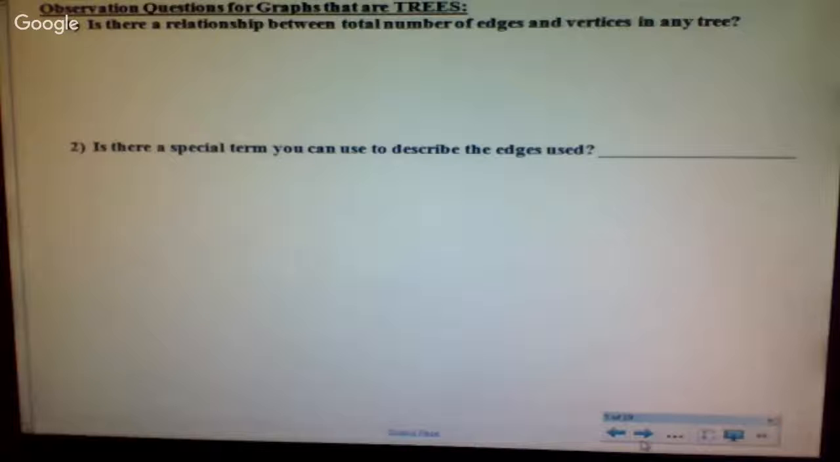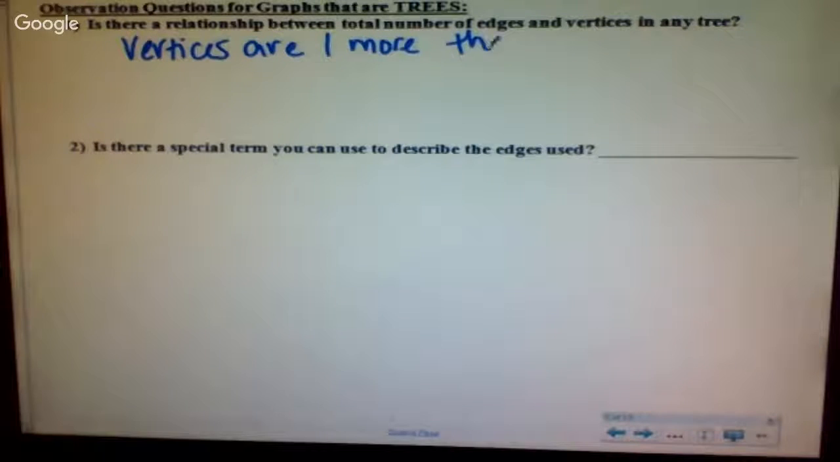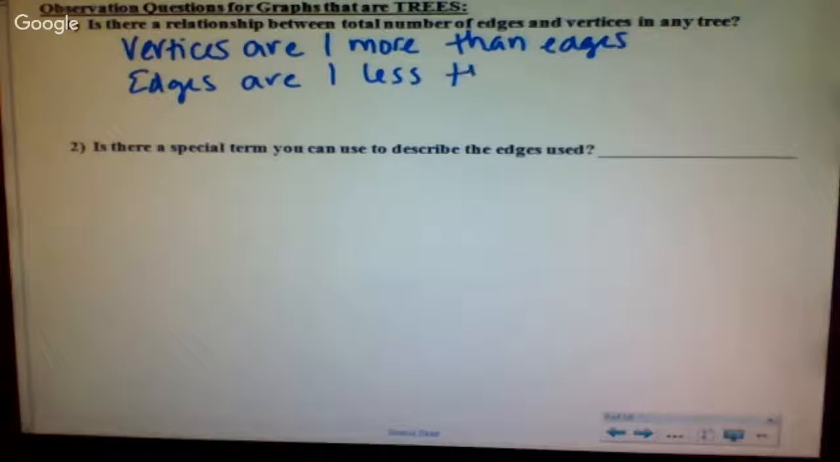So your relationship: vertices are 1 more than edges. Or I can say in reverse, edges are 1 less than vertices. That will always happen if you have a tree. That is something that's going to be very, very important when we get to our always, sometimes, and never section.